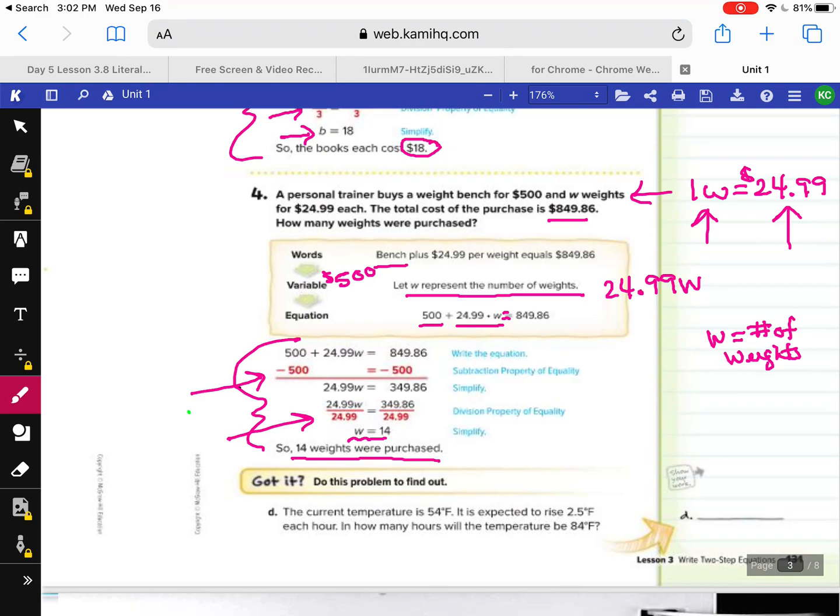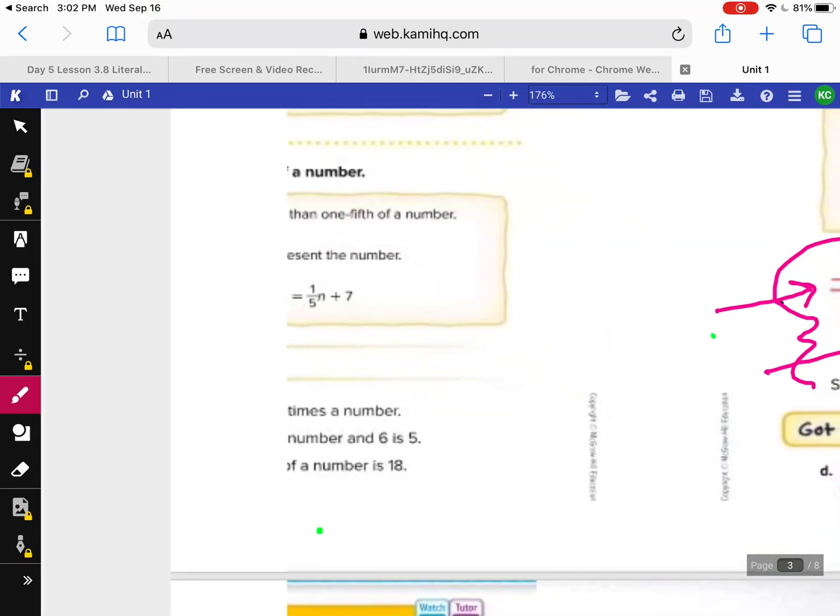Now, it's a word problem, so you have to define your answer and let me know that you know what 14 represents. We're going to try this problem on our own. Let's see if you got it.